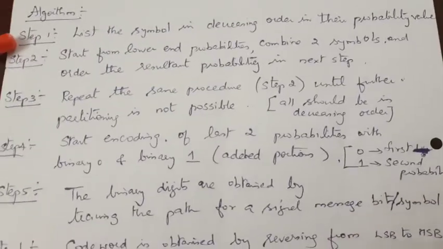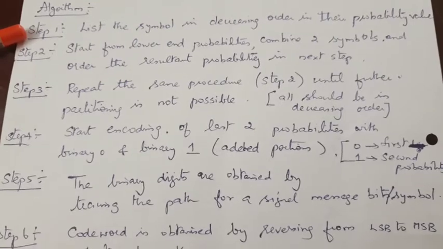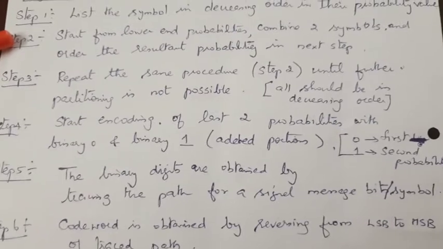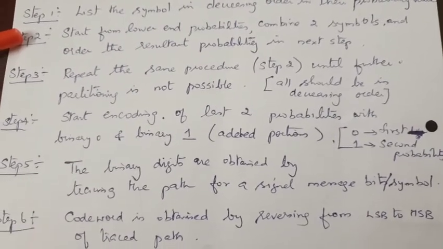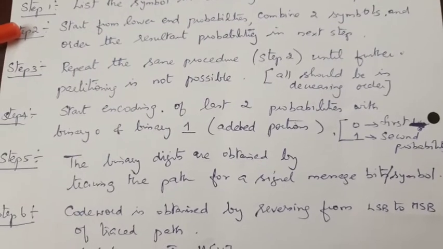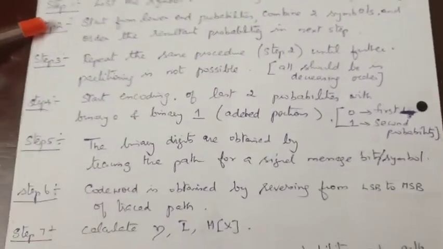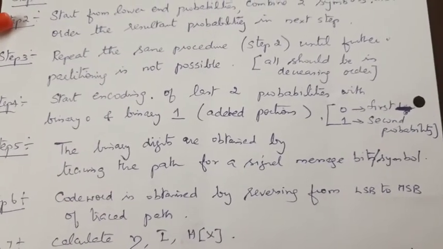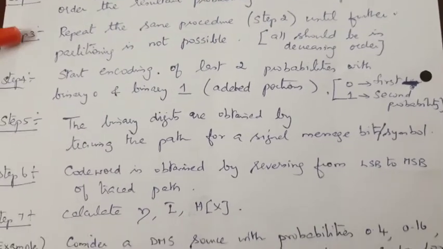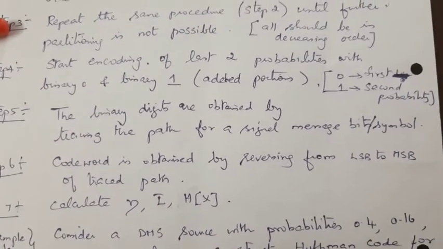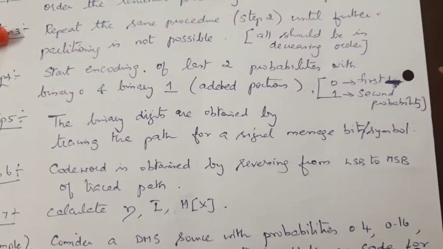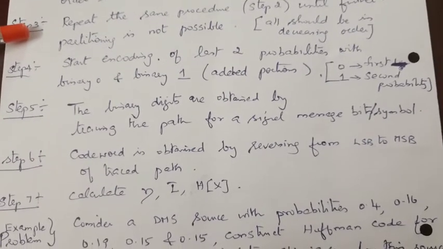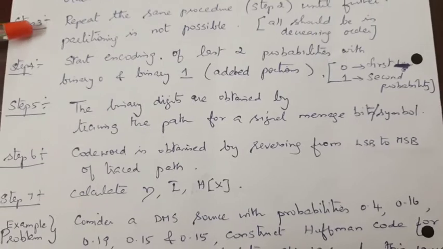Step 1 remains the same thing. You need to arrange the probabilities in a decreasing order. Step 2, you are going to combine or add the lowest two probabilities. Which means two symbols with the lowest probability are combined, which will rise to the next step. Step 3, you are going to repeat the same procedure until further partitioning is not possible. And once we are rearranging, everything should be in decreasing order.